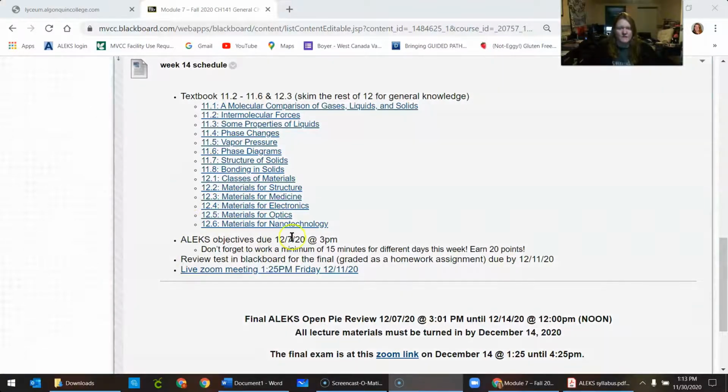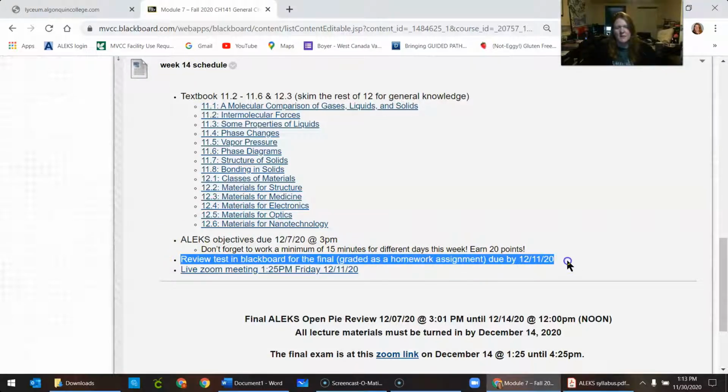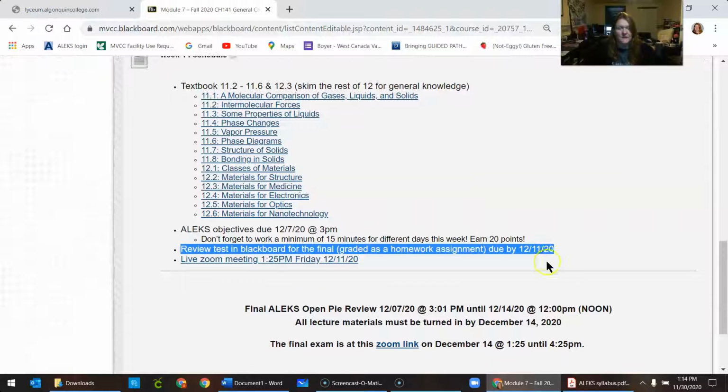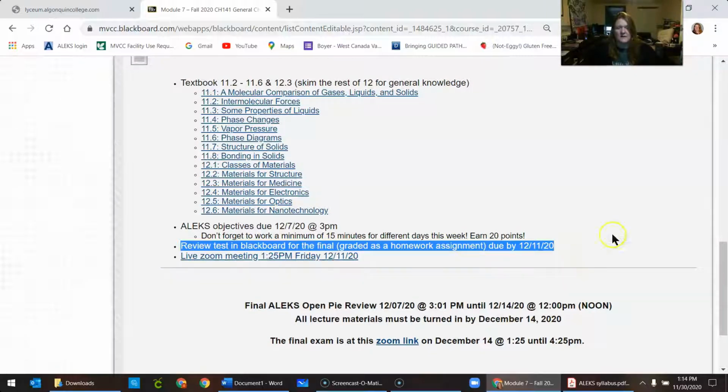Okay, so I realized that the schedule was not spaced out correctly, but I fixed it. So the review test I'm talking about is a homework assignment. It is graded, and essentially I need you to complete it in order to know that you'll understand how to navigate a Blackboard exam. Okay, we are not using ALEKS for the final exam. I'm going to use a Blackboard exam instead.